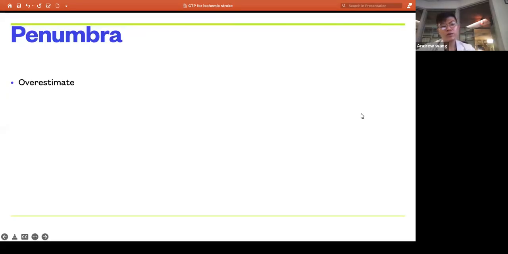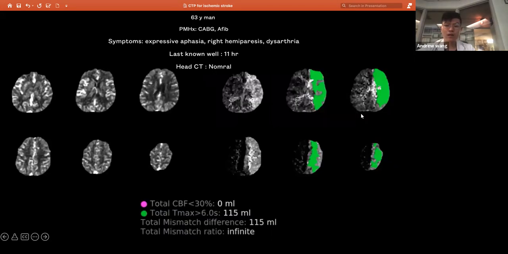And regarding penumbra, it can sometimes be overestimated. So let's look at this example. This is a 63-year-old man who came here for CABG with underlying disease of AFib. He woke up postoperatively with expressive aphasia, right-sided hemiparesis, and dysarthria. The last known well is before surgery, which is 11 hours ago, and his head CT is normal.